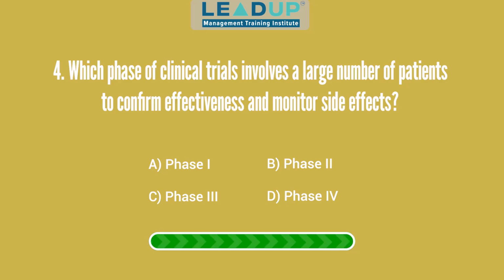Question 4. Which phase of clinical trials involves a large number of patients to confirm effectiveness and monitor side effects? A. Phase 1, B. Phase 2, C. Phase 3, and D. Phase 4. The answer is Phase 3.